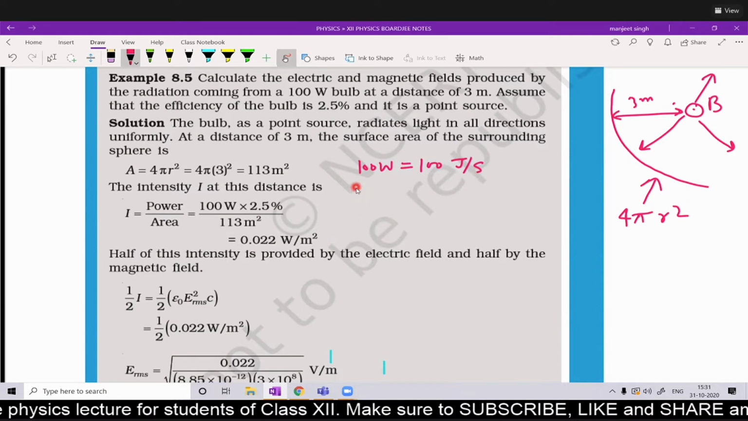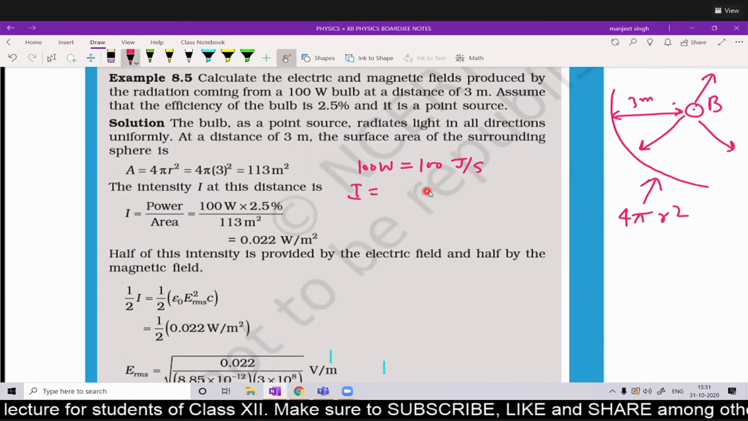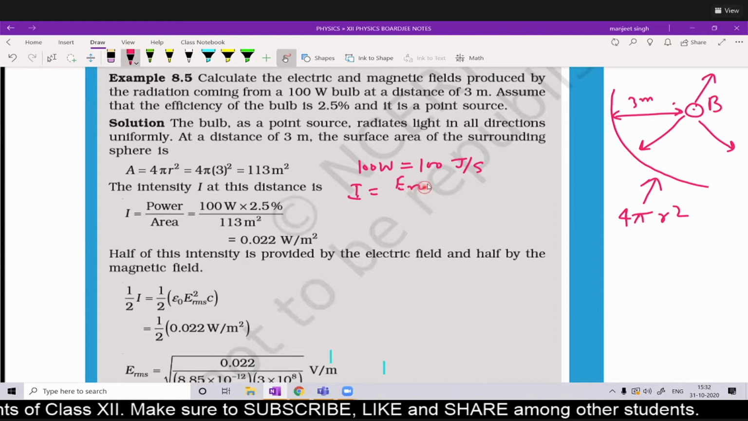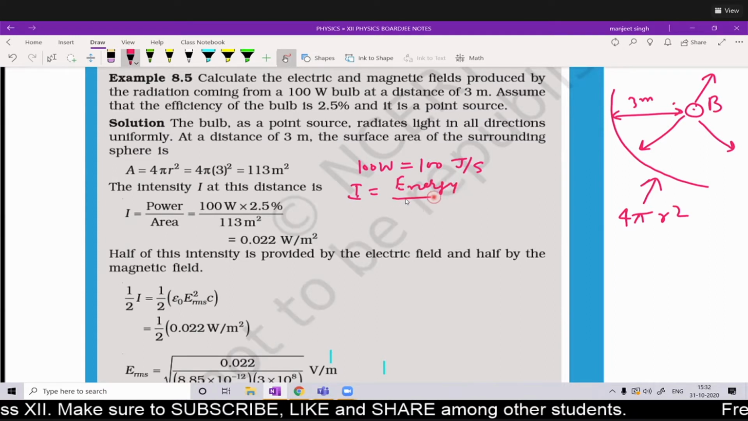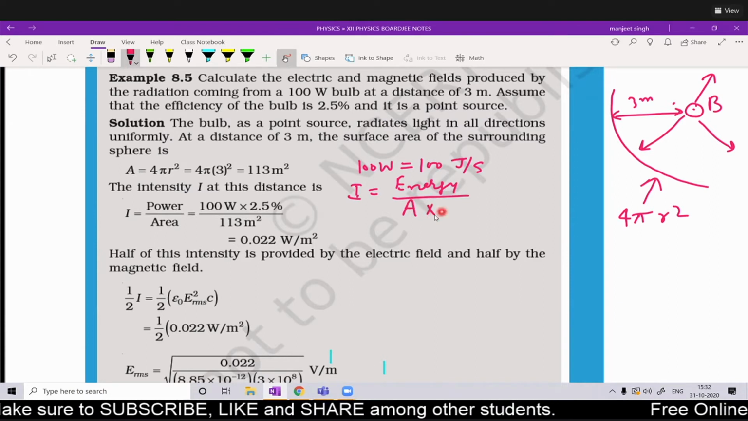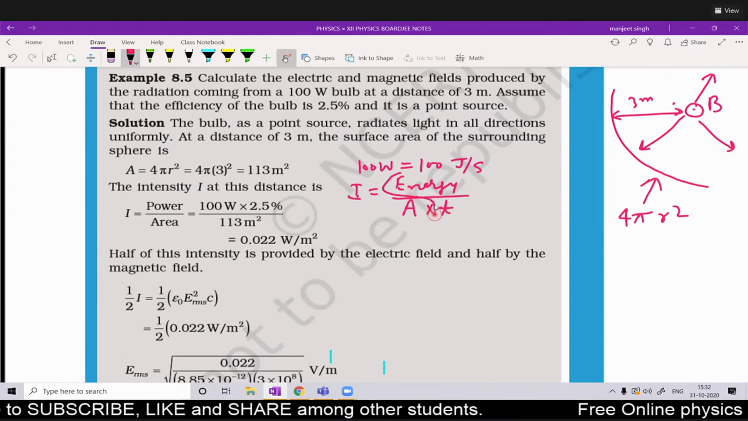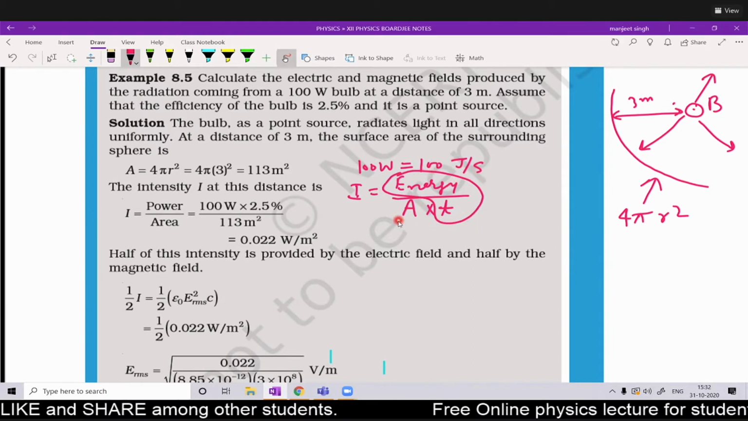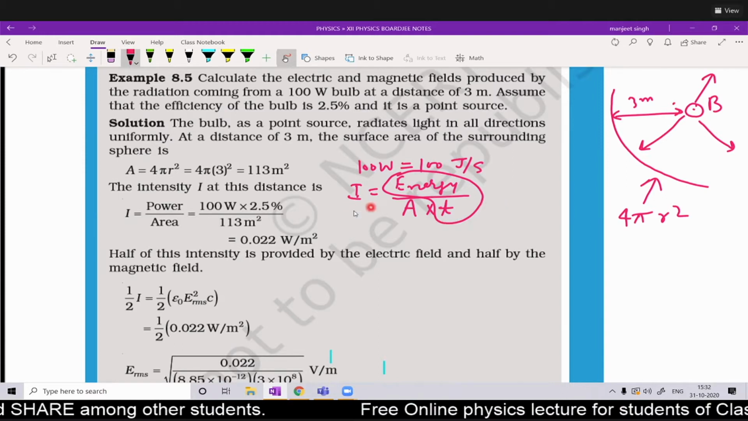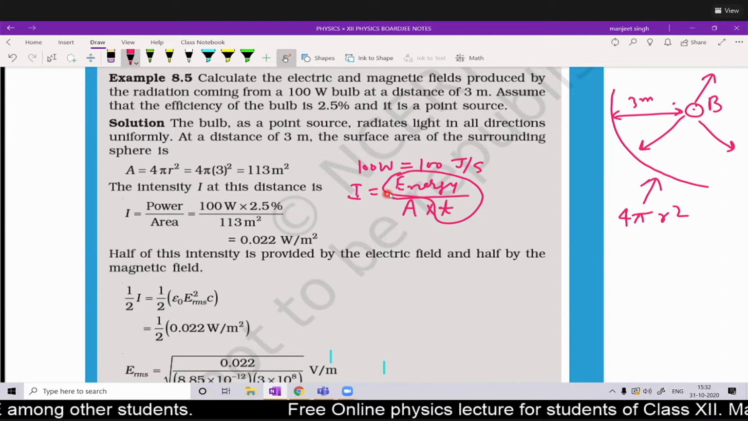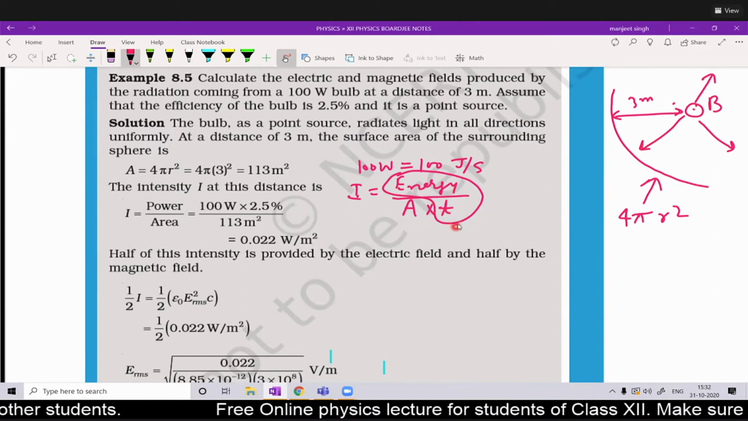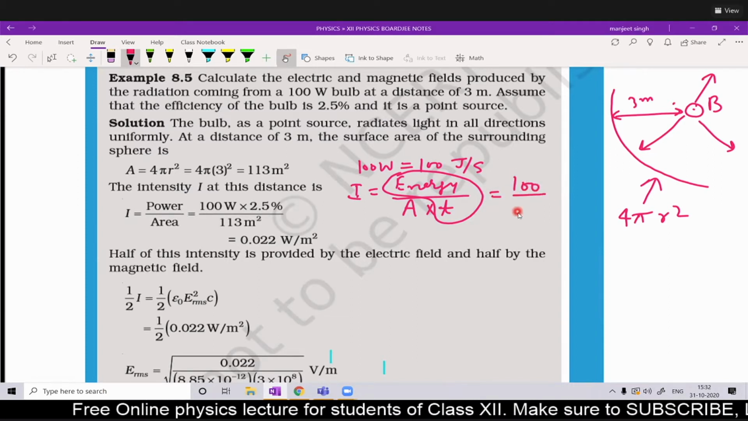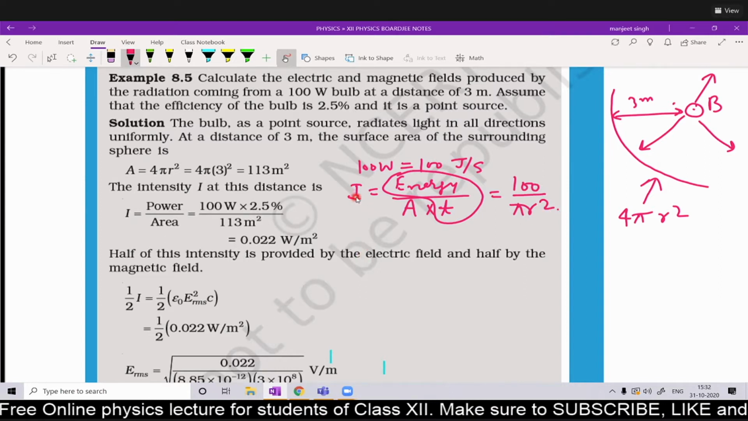And what is the definition of the intensity of the radiation? Intensity of the radiation is energy per unit time per unit area. Energy divided by area divided by time. Now this energy per second factor is given, 100 joule per second. So we have to divide by the area only and we will get the intensity by the definition. This is the definition of the intensity, energy per unit area per unit time. So we will have 100 divided by 4 pi r square. This is the full intensity.